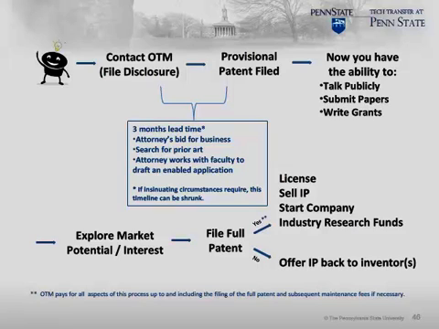Once the provisional patent application is filed, you are free to talk publicly, submit papers, and write grants. During the 1 year that the provisional patent application is pending, OTM will be exploring market potential and interest, while you will continue your research related to this invention. At the end of 1 year, a decision will be made whether to file a utility or PCT application.